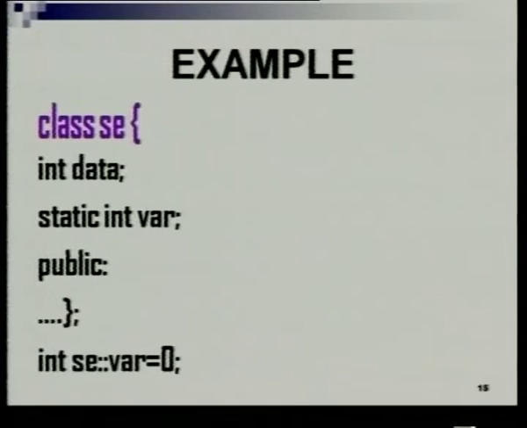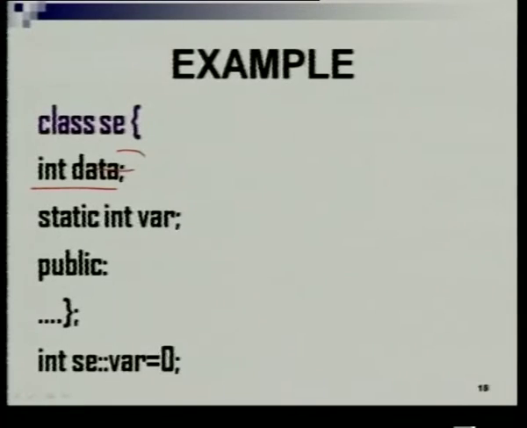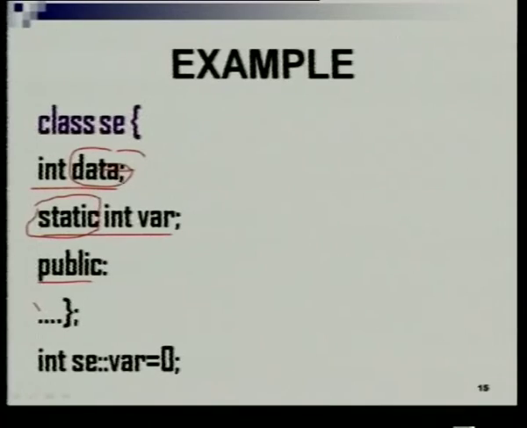We have a class, the name of the class is SE. We have an integer variable data. There is no access specifier above data, so it is of type private, because private is the default access specifier. So, this data is the integer variable of this class, which is of type private. Next, we have another integer variable named var, but this is declared to be of type static. So, just like inline functions, when we declare a variable to be a static variable, we have to use the keyword static. Next, we have the public access specifier, and some functions over here. Here it is not important, because we are studying the data members only.